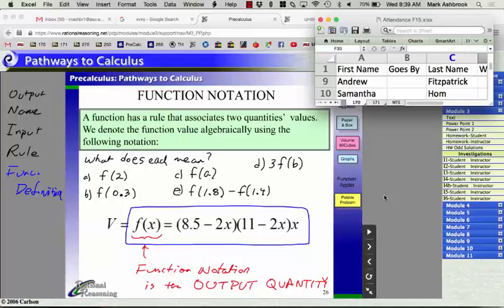Let's keep going around the table. Who's next to him? Michael. What does f of 0.3 mean? Represents the output. And what is the output in our situation? Okay, which is what quantity? Okay, I already asked Alice. Keep going around the table. So who's this right here? What's f of 0.3 mean?